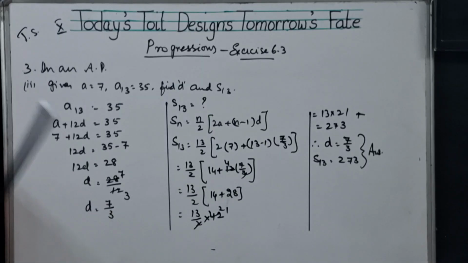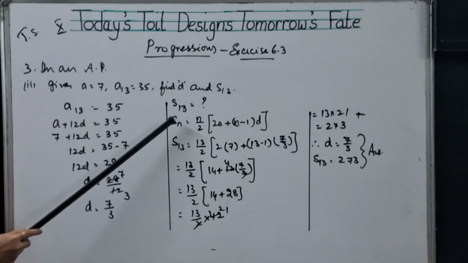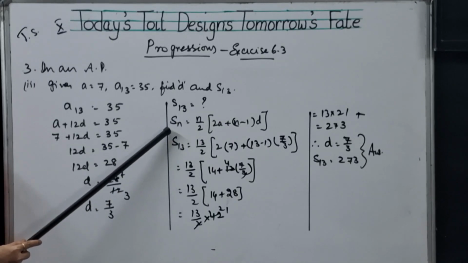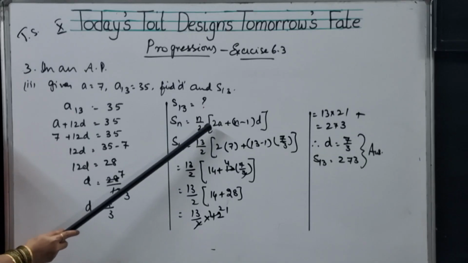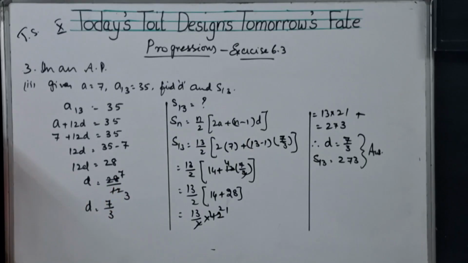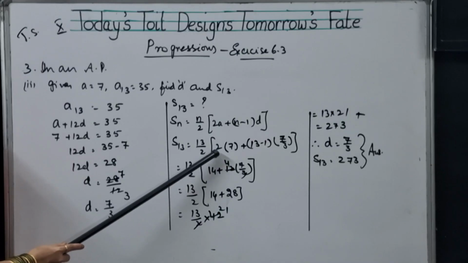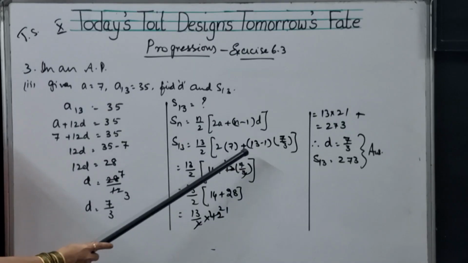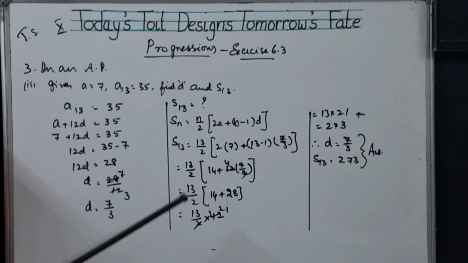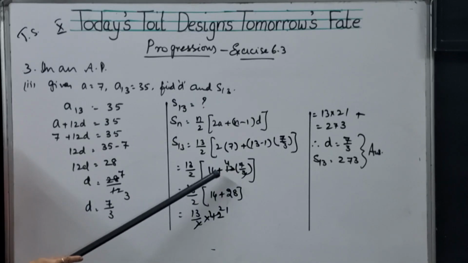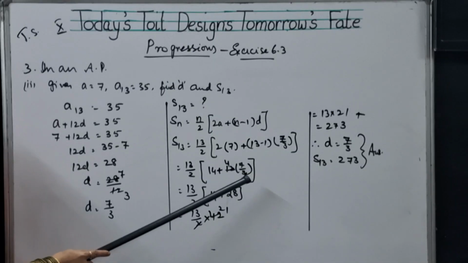So D is equal to 7 by 3. We have got a D value. Now S13. S13 means what? For the general formula, Sn is equal to n by 2 into 2a plus n minus 1 into D. So S13 is equal to 13 by 2 into 2 into a is 7 plus n is 13 minus 1 into 7 by 3. So 13 by 2 into 2 sevens are 14 plus 13 minus 1 is 12 into 7 by 3.